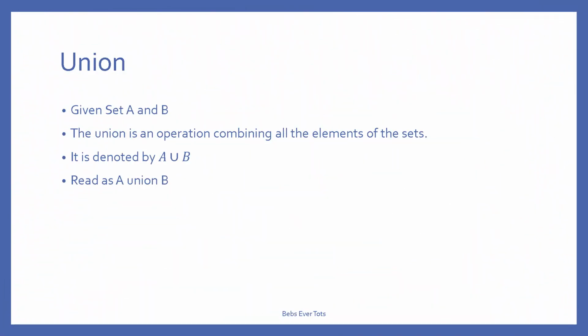Let's proceed now to another operation known as union. Given sets A and B, the union is an operation combining all the elements of the sets. It is denoted by A union B, read as A union B. This is the symbol, and this is how it should be read.